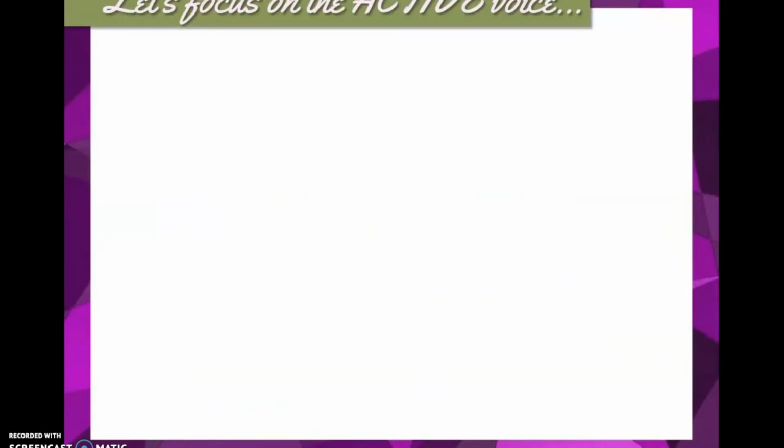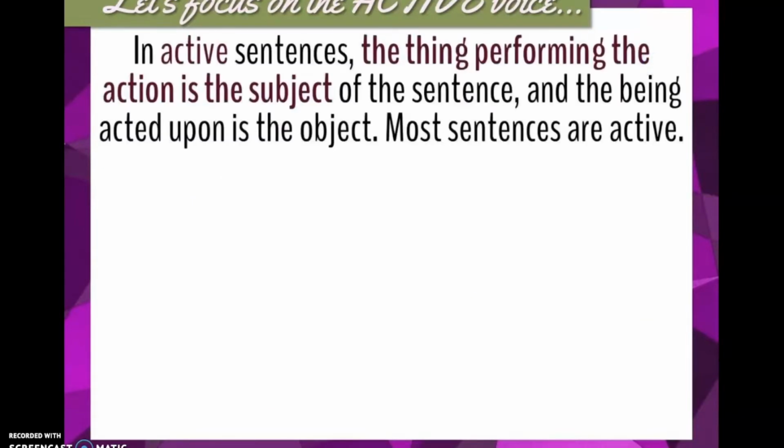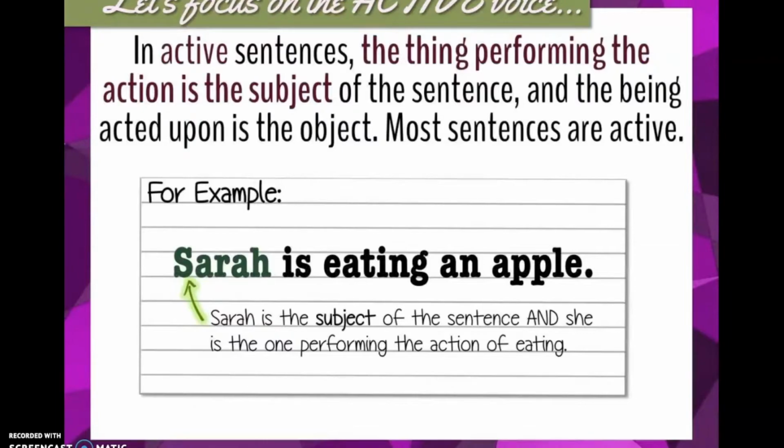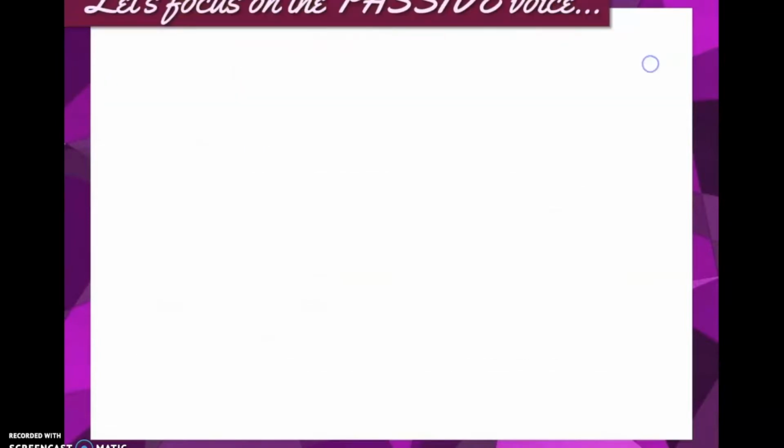So let's focus on the active voice. In active sentences, the thing performing the action is the subject of the sentence, and the thing being acted upon is the object. Most sentences are active. For example, Sarah is eating an apple. Sarah is the subject of the sentence, and she is the one performing the action of eating. She is doing the action. The subject is actively doing something.